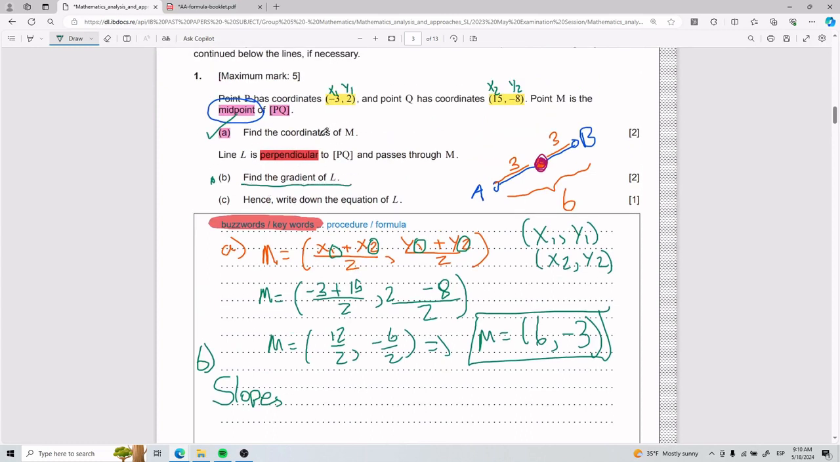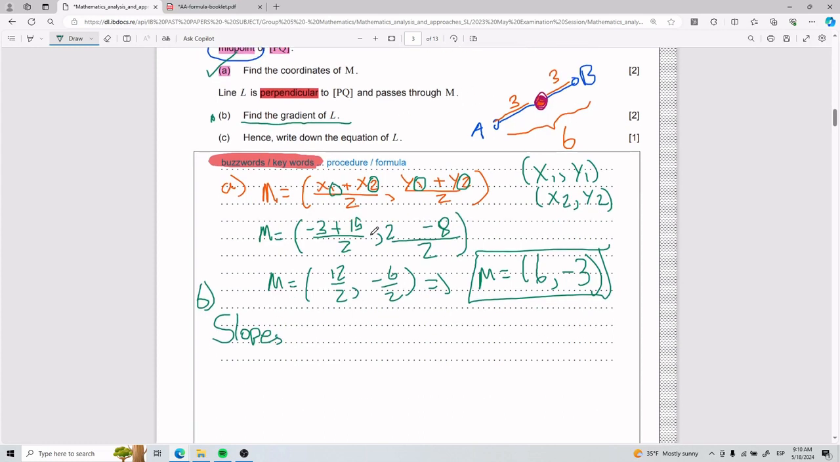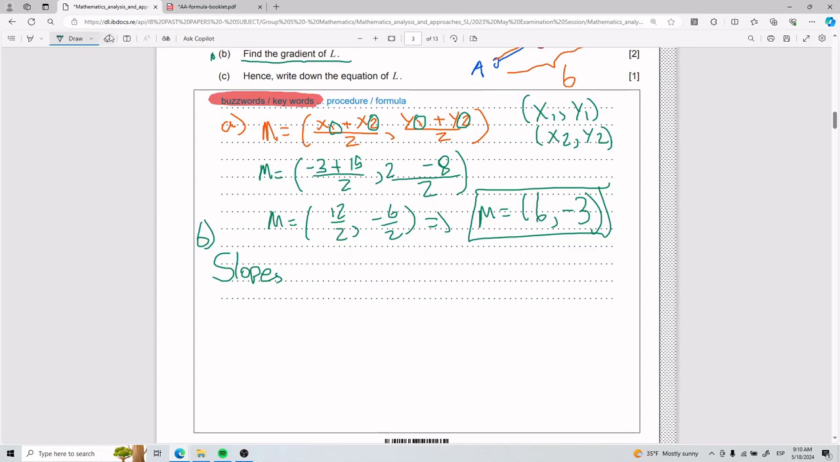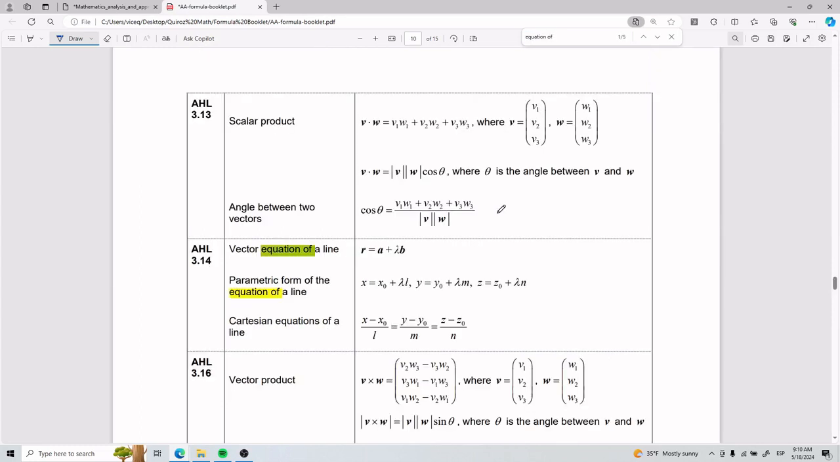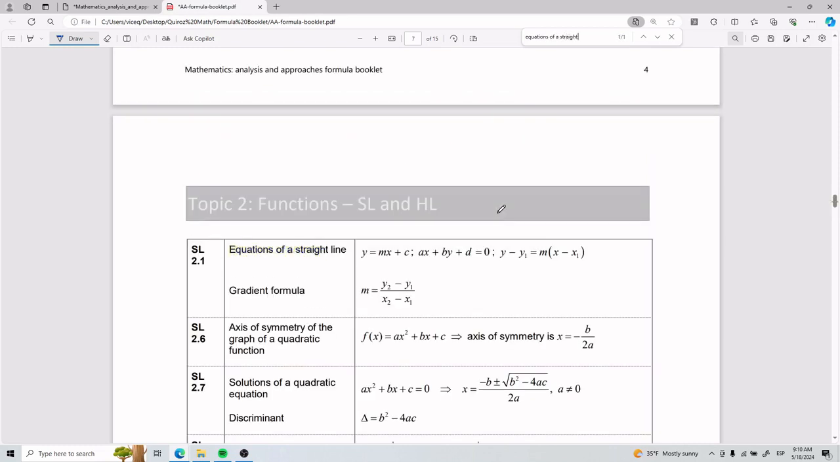So L, we know, is perpendicular and passes through M. So L is a line. And so for getting the equation of a line, your main tool, and this is here in your formula booklet, so equation of a line, equations of a straight line, I think it was, yeah. So here are your three equations of a straight line. You use these for different purposes.